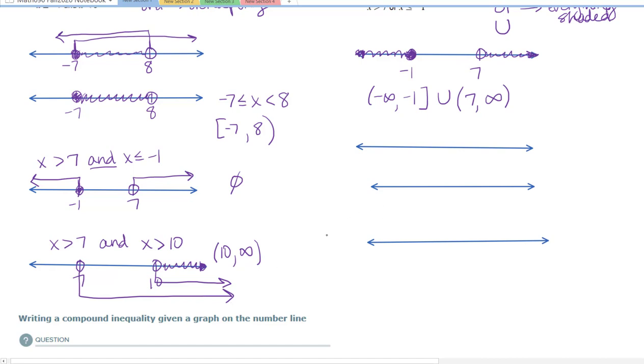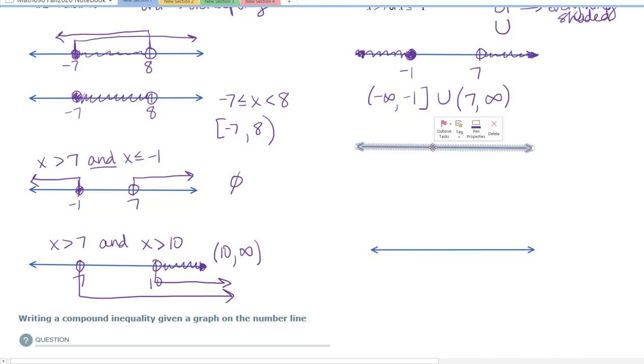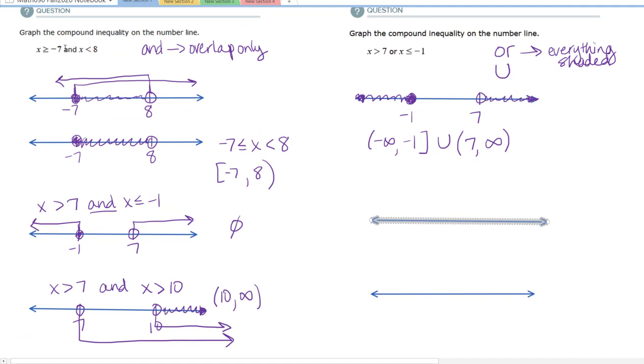Okay, so let's then look at a couple of these when it says or. Let's look at that very first one we did up here, but change the and to an or and see how that changes things. So x greater than or equal to -7 or x less than 8.